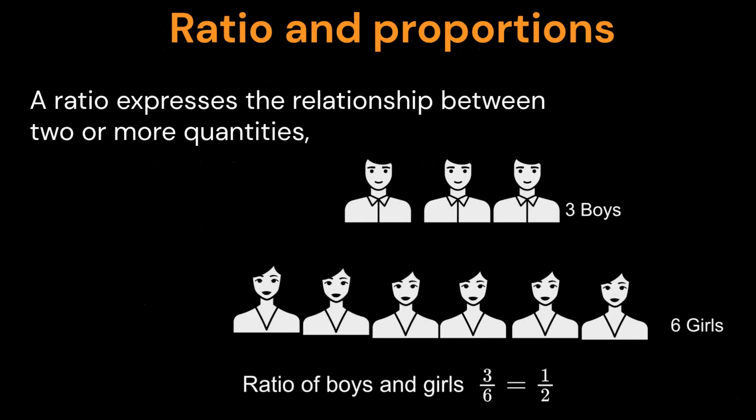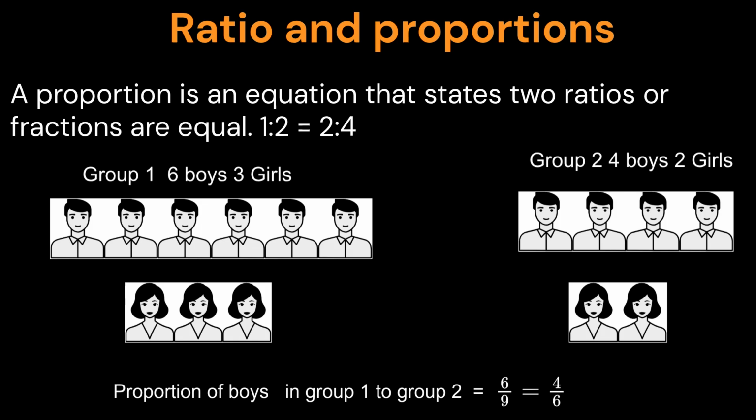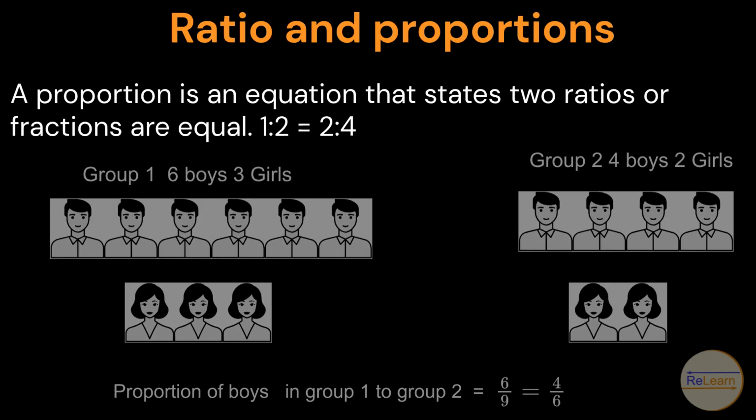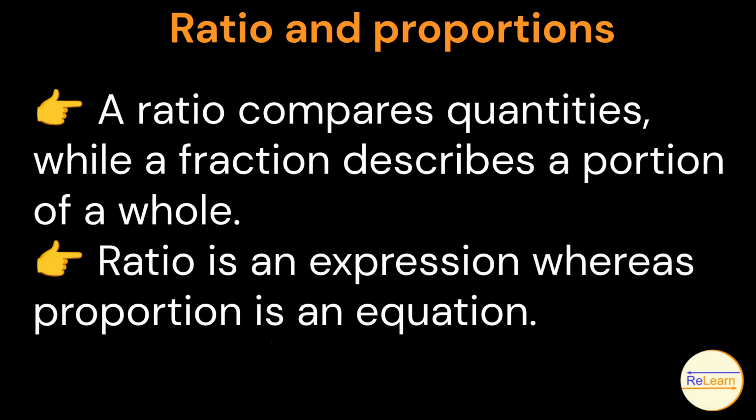Ratio and proportions. A ratio compares two quantities. It is often written in fraction form, like 3:2 or as 3 by 2, showing the relationship between two values. Example, ratio of boys and girls is 3 by 6. A proportion is an equation that states two ratios or fractions are equal. Example, the ratio of boys in two groups is 6:3 is equal to 4:2. A ratio compares quantities while a fraction describes a portion of a whole. Ratio is an expression whereas proportion is an equation.